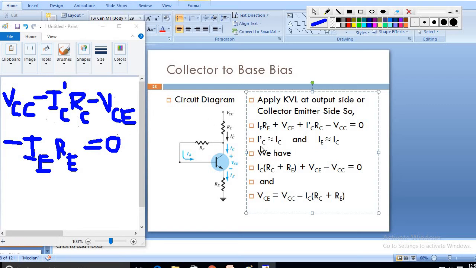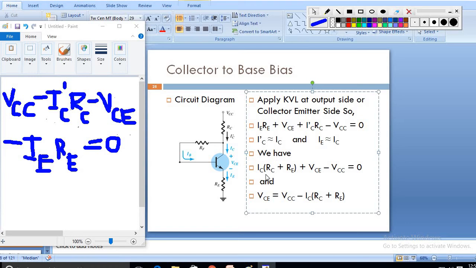After rearranging, it will be like this only. These both are the same, but you have to know the concept of how to apply the KVL. If you know the concept, writing the equations is very easy. Just apply the rules. So IC dash is equal to IC, the current flowing across RC is nothing but IC. Again, the current flowing across RC will be the same as flowing across RE also, so IE is equal to IC.